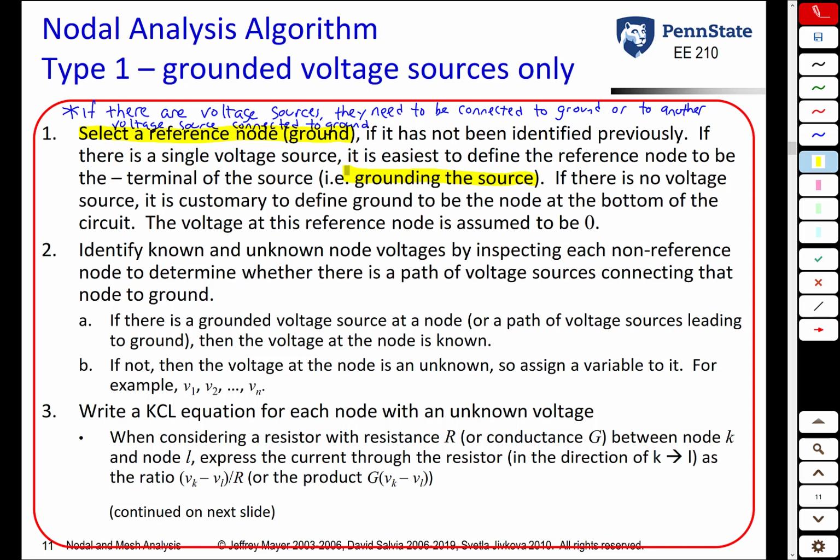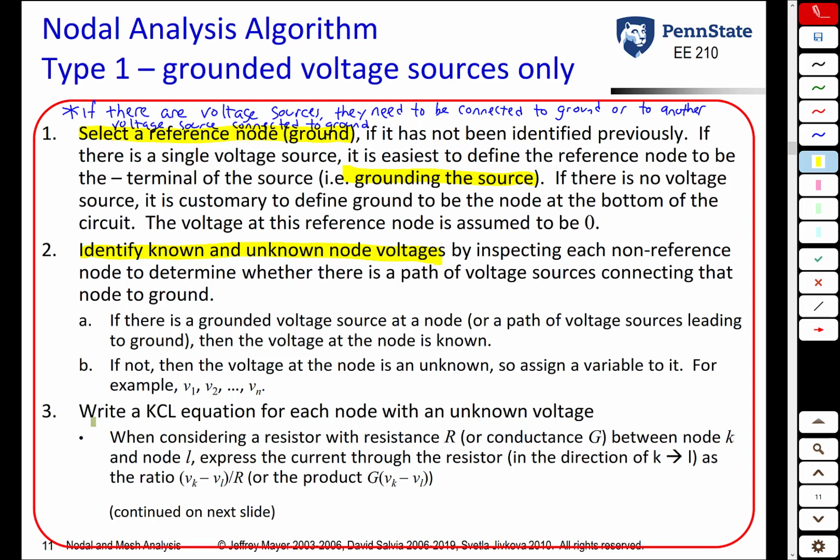The second step is you look at every node in the circuit and determine whether the voltage at that node is known, in which case you write it down, or unknown, in which case you assign a variable. If you assign a variable, variable V1, V2, V3, etc. So you know the node voltage if there's a voltage source connected there. If there's not a voltage source connected to that node, then you do not know the voltage and you assign the variable V1, V2, V3, etc.